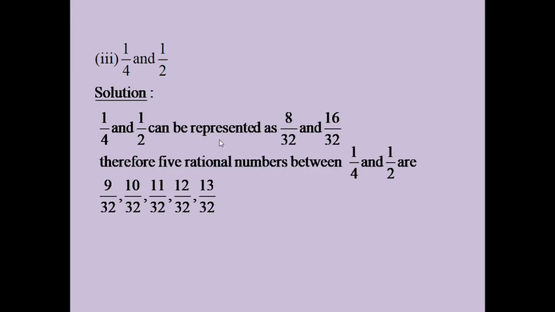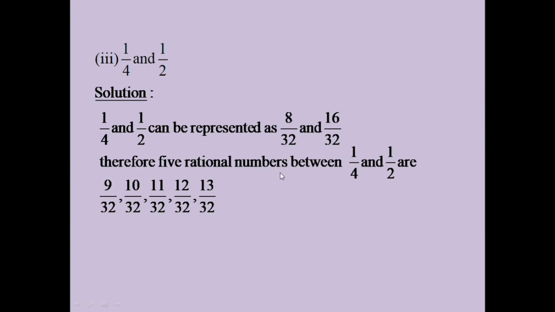Next one is 1 by 4 and 1 by 2. 1 by 4 and 1 by 2 can be represented as 8 by 32 and 16 by 32. Therefore, 5 rational numbers between 1 by 4 and 1 by 2 are the numbers between 8 by 32 and 16 by 32. 9 by 32, 10 by 32, 11 by 32, 12 by 32 and 13 by 32 are the 5 rational numbers between 1 by 4 and 1 by 2.